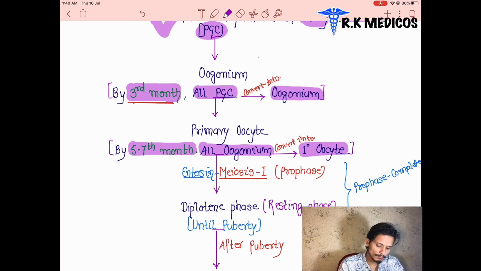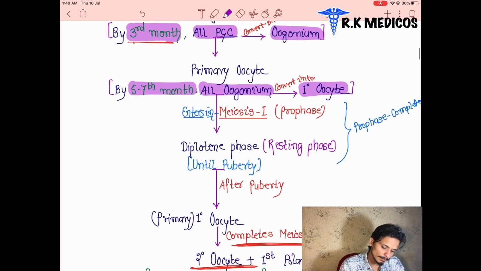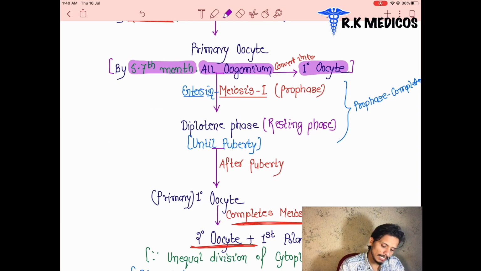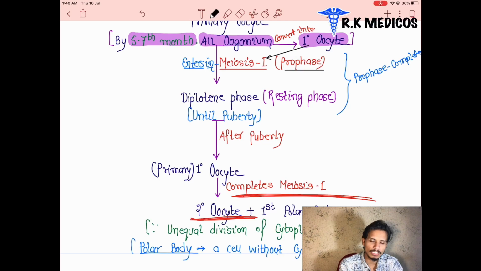After primary oocyte formation, the primary oocyte enters meiosis 1, and in the prophase of meiosis 1 there are different stages. There is the diplotene stage of prophase 1, also called the resting phase, as I already told you previously. This is also called the resting stage. And these oocytes get arrested in the embryonic period, or intrauterine life.